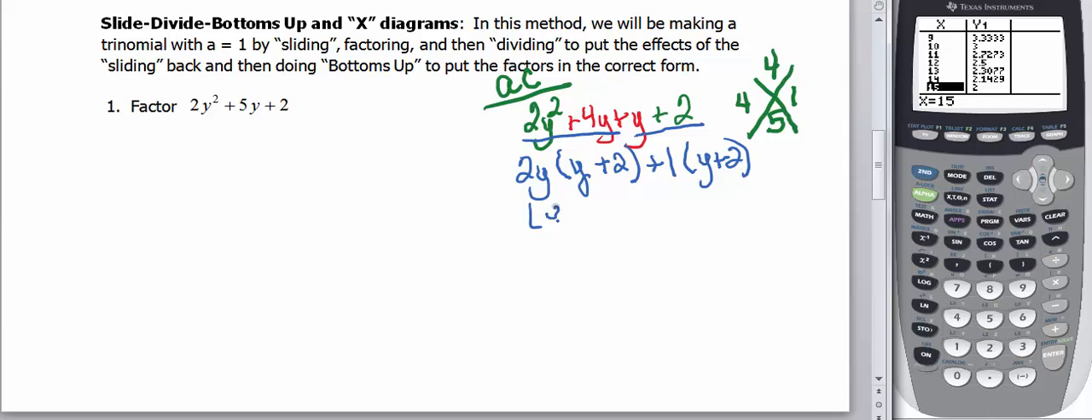So y plus 2 is the greatest common factor. Remember, we do it again. And then my other factor will be the 2y plus 1.